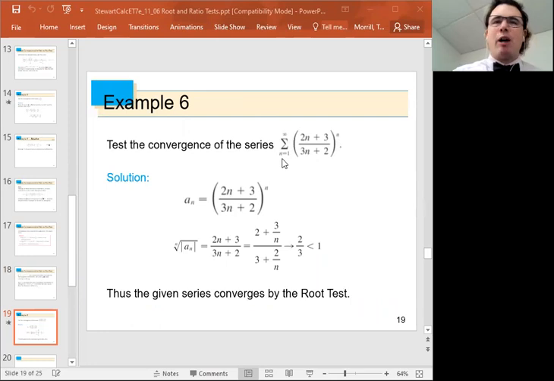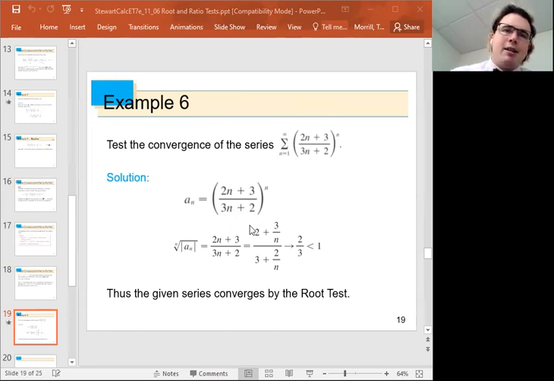Here is a series where I'm adding up all the fractions starting at n equals 1 to infinity. The fractions have the formula numerator 2n plus 3, all on denominator 3n plus 2. That whole fraction raised to the power n. So I already know this is an nth power. Taking an nth root of that is very simple to do. I just cancel out the nth power.